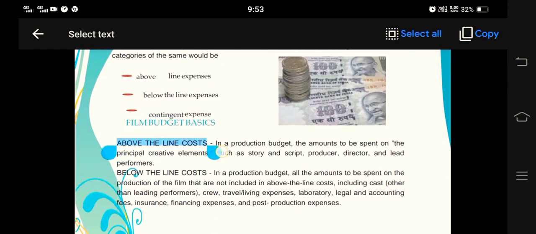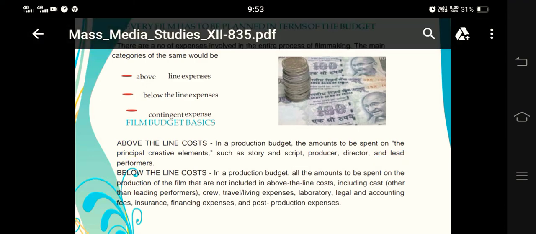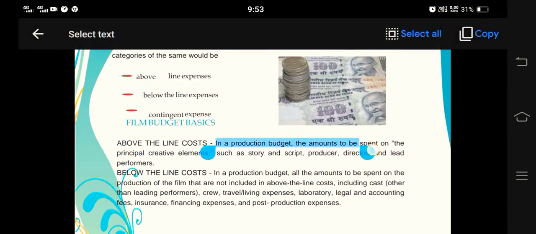Now what are above the line costs or expenses? Above the line expenses include the main people, the main things, which have a main role. It can be the story, the script, the producer, the director, or the lead performers as well. So in a production budget, it is the amount to be spent on the principal creative elements such as story, script, producer, director, and the lead performers.